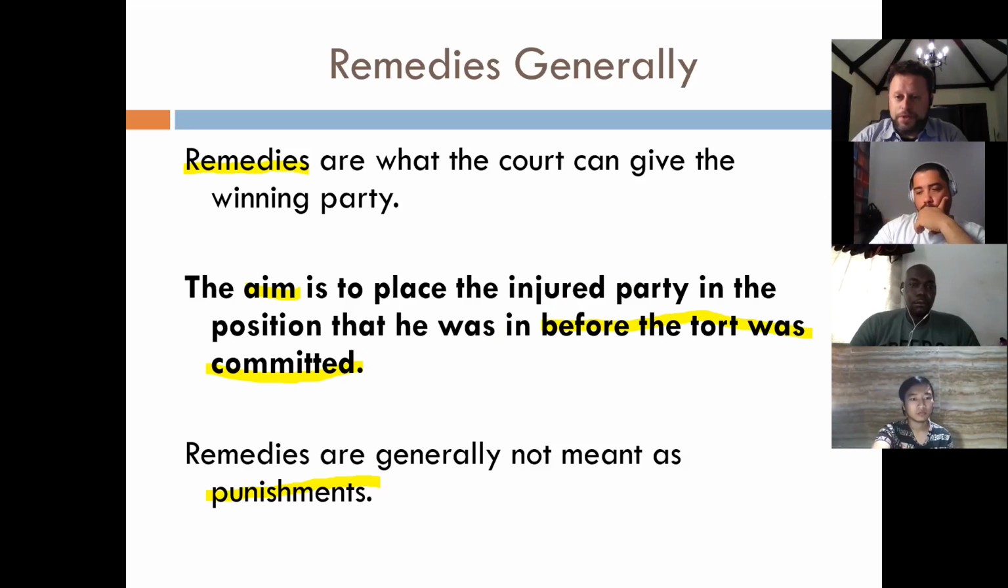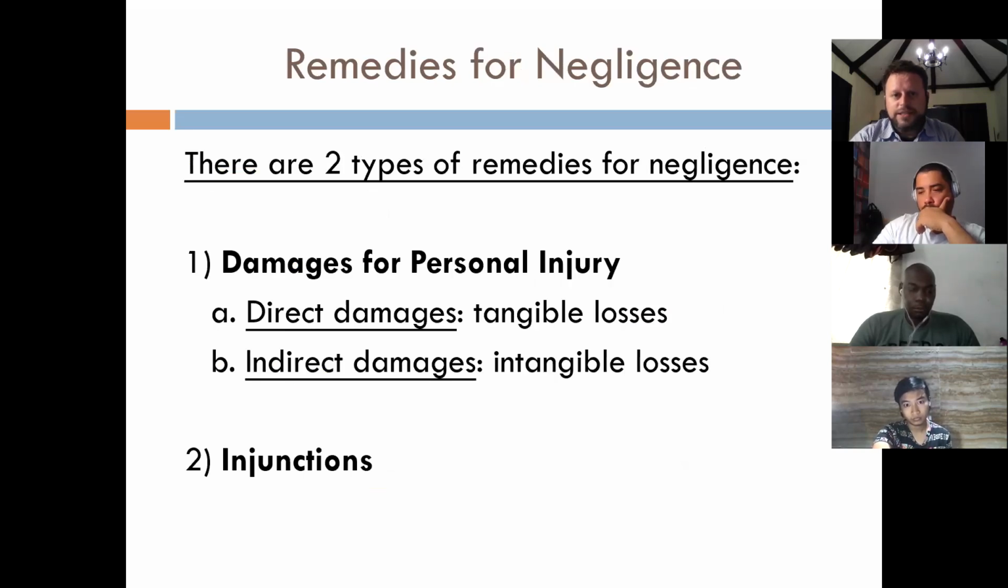There are two types of remedies, really. So the first type of remedies is called damages. Damages means money. In the law, damages means money. Now, there's two kinds of money. You could say tangible and intangible. We generally call them direct and indirect. So what do these two mean?